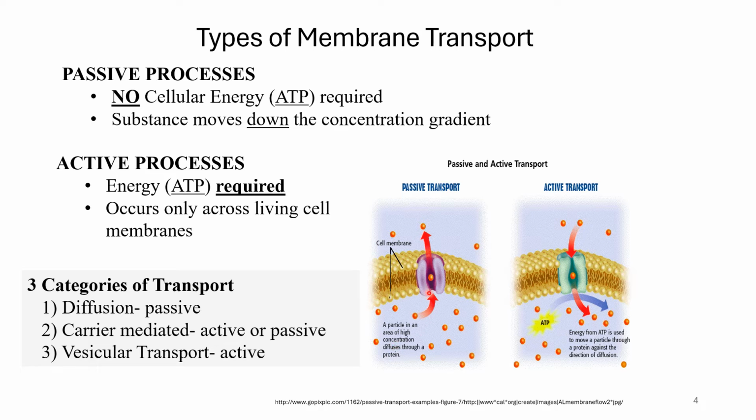So that's what we see in this figure here. These red particles are highly concentrated on this side of this plasma membrane, and they have a low concentration over here. And so as long as this channel is open, these ions are moving down their concentration gradient, or in other words, from the area of high concentration of the ion to the area of low concentration of the ion.